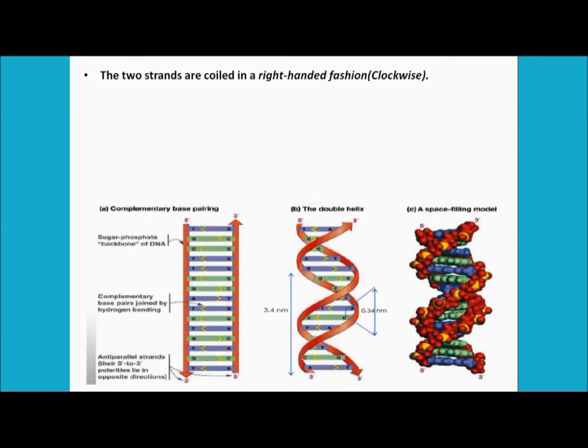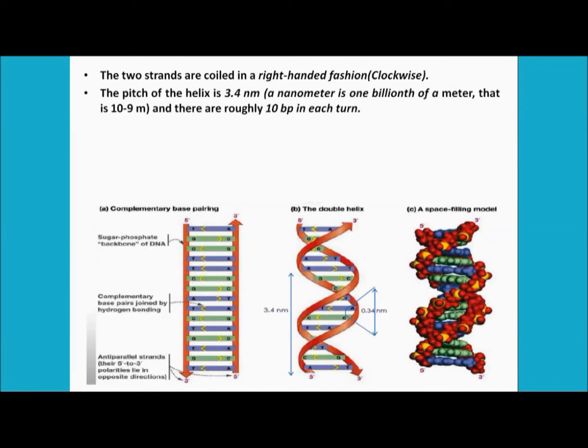Now let's move into the structure. You see the two strands, they are coiled in a right-handed fashion. This is the coiled structure, the double helical structure, right? And this is also known as a clockwise fashion. You see the pitch of the helix is 3.4 nanometer, right? And there are roughly 10 base pairs in each turn. So 10 base pairs in each turn, and the pitch is 3.4 nanometer.